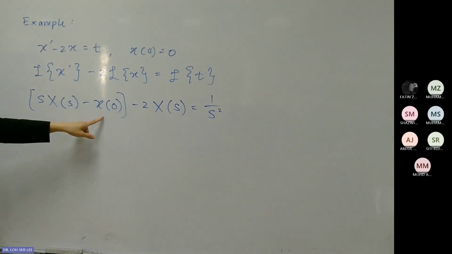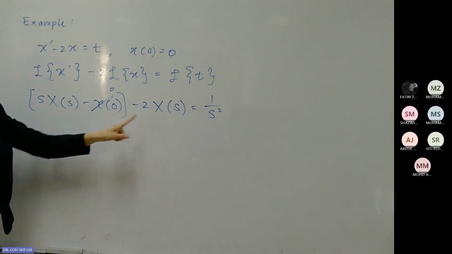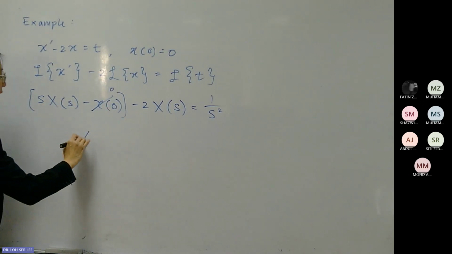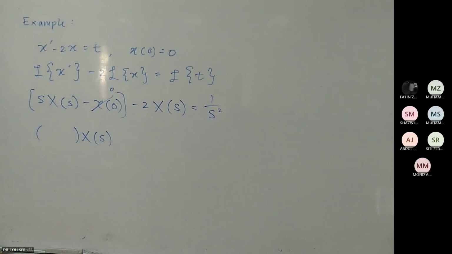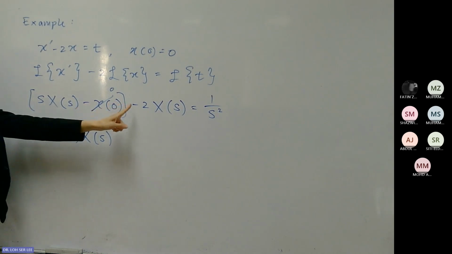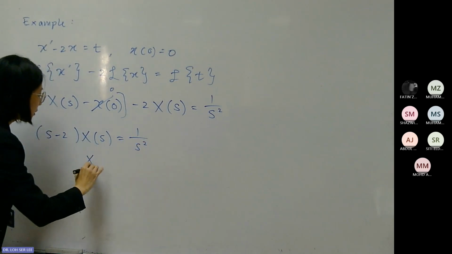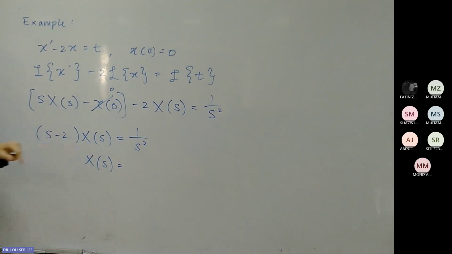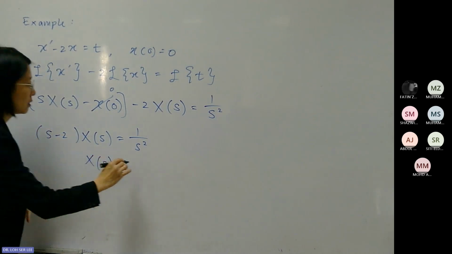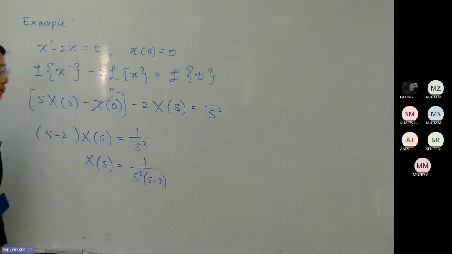Now we substitute the given initial value. This is 0. So we have only these two terms on the left. We factorize the X in s. So we have s minus 2, X equals 1 over s squared. Remember we want only X in s on the left, so this one, bring it down. So you have s minus 2.